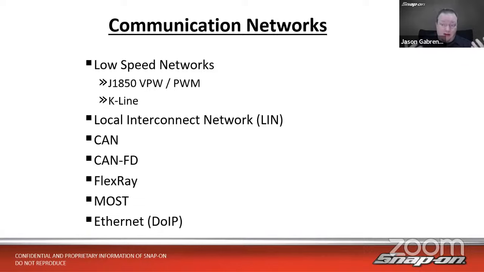We also have FlexRay, which is used in some vehicles, which is a media entertainment network. And then, of course, we have Ethernet, like we talked about earlier, which also could be referred to as DOIP or Diagnostics over IP. Every module gets a little Ethernet connection and an IP address. So it works very similarly to, say, a home network.